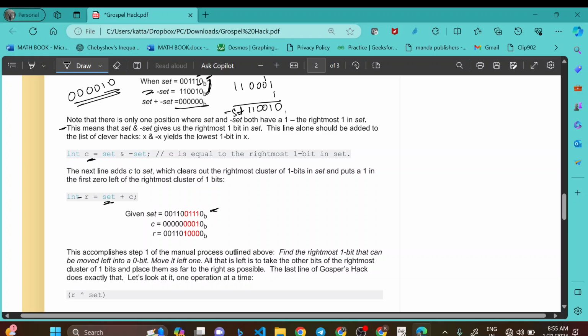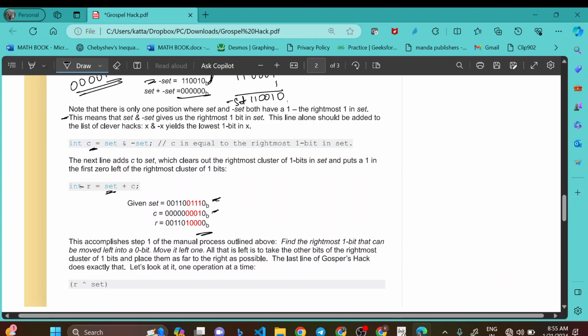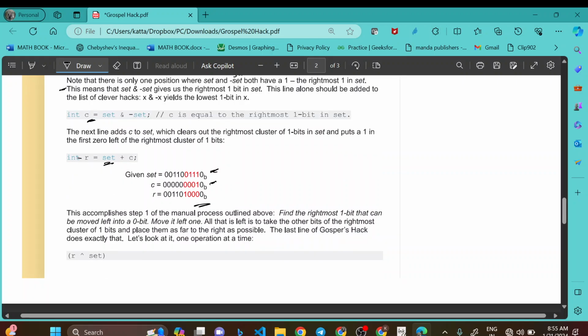So this is the set we have, and this is the C that we have derived. Once you add them, you'll be getting this value as R. 1 plus 1 is 0, 1 carried, again 1 plus 1 is 0, 1 carried, 1 plus 1 is 0, again 1 carried, and 0 plus 0 plus 1 is equal to 1. Now you actually made that particular one shift to the left. You have transformed the rightmost one bit, one step to the left. That is what you need to do.